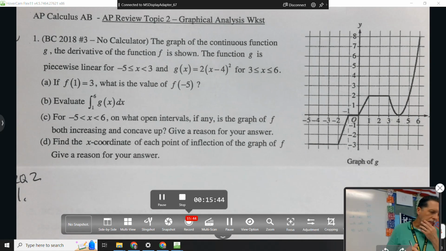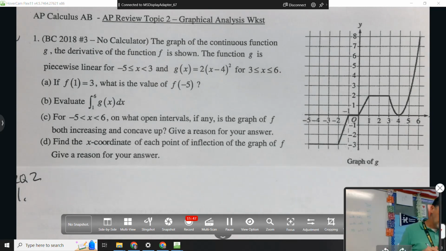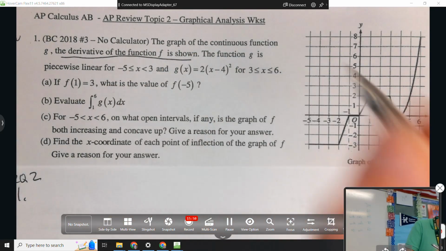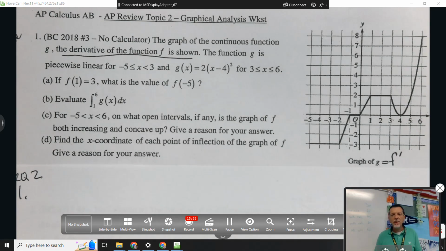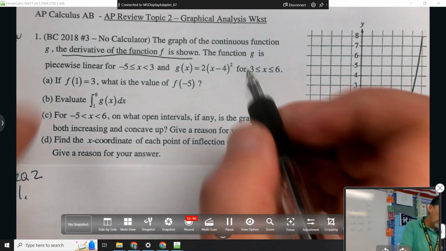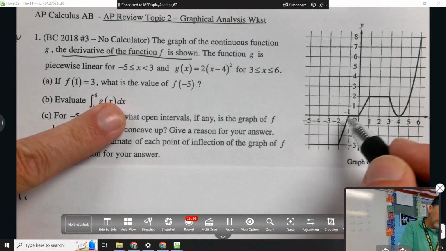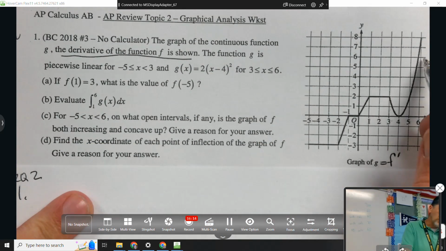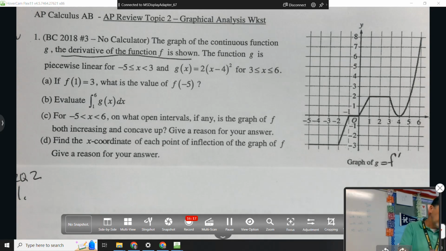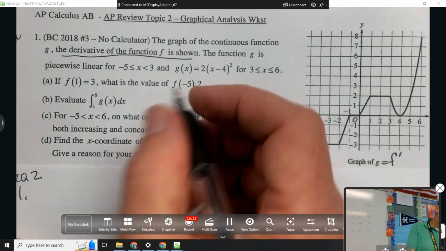All right, the graph of the continuous function g, which is the derivative of function f, is shown. So I'm going to go ahead and label that g is equal to f prime. They're giving me the graph of f prime and just calling it g to try to mess me up. The function g is piecewise linear on the places where it looks like a line, and then it's a parabola over there where it looks like a parabola. If f of 1 equals 3, what is the value of f of negative 5?